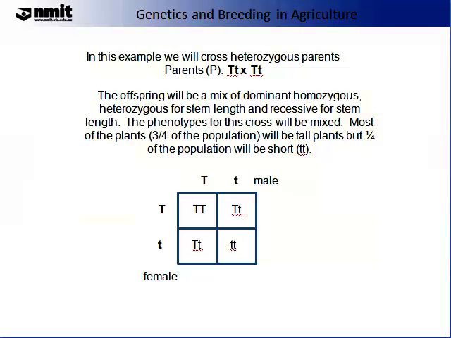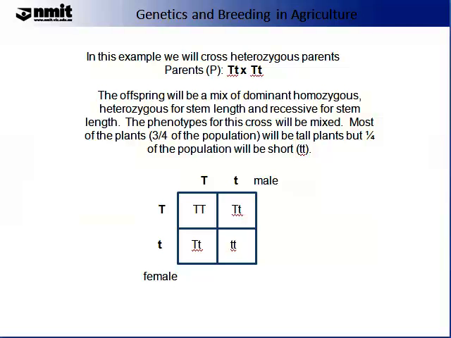In this example, I'd like to cross heterozygous parents. These are parents with a capital T and a lowercase t, and they are both the same. Again, start with the basics. Draw the cross and add the male and the female genotypes on the top and the left-hand side of the box. Then, taking an allele from each parent, draw the possible combinations. In the first top left-hand box, the dominant T crossed with the dominant T results in a dominant homozygous.